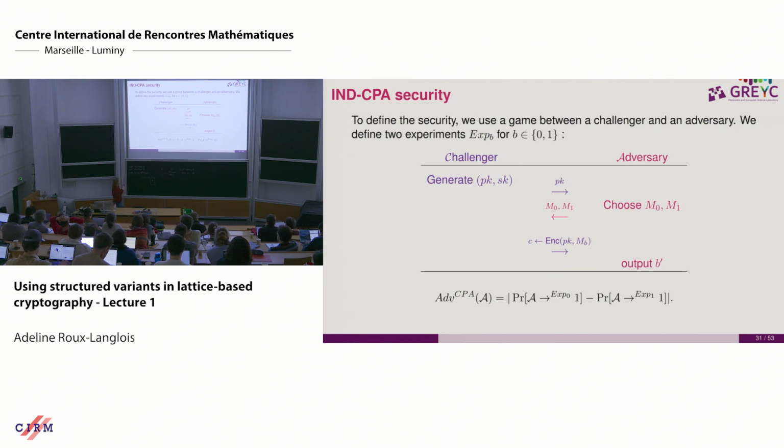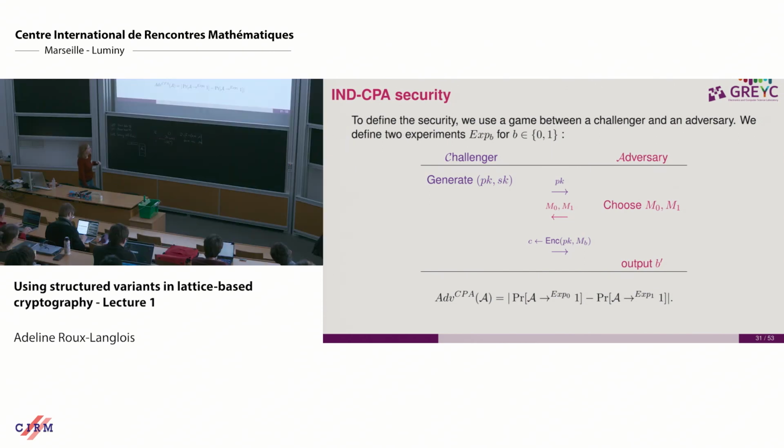And to capture this, we define the advantage of the adversary in this experiment, which is the probability that he answers 1 in experiment 0 minus the probability that he answers 1 in experiment 1. Meaning that the view of the adversary will not depend on the experiment. He doesn't have a better chance to answer 0 or 1 in one or the other case. He will always answer the same thing, even if you change the experiment. That's what you want. You want this advantage to be smaller than a negligible function, to be sure that your adversary has no chance to attack your scheme for the IND-CPA security.